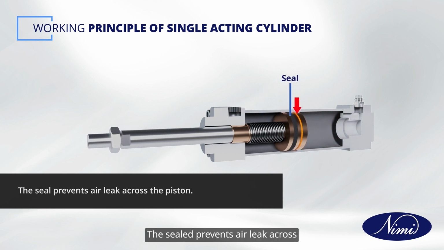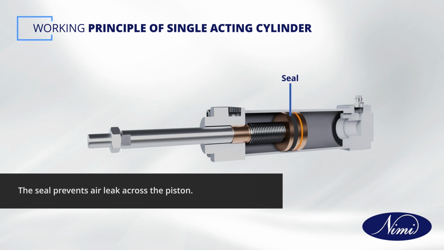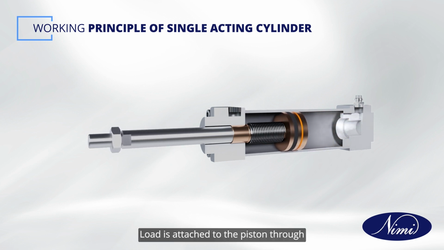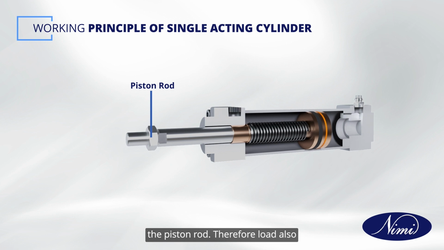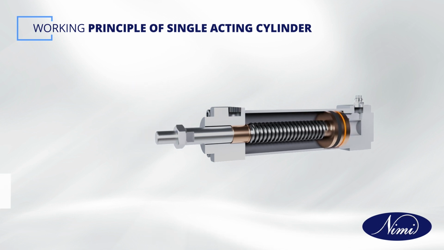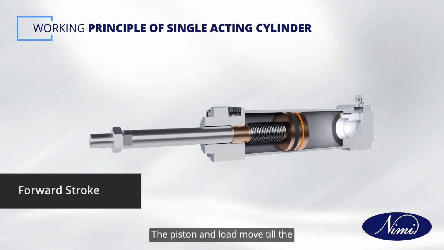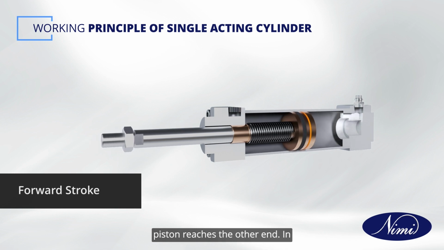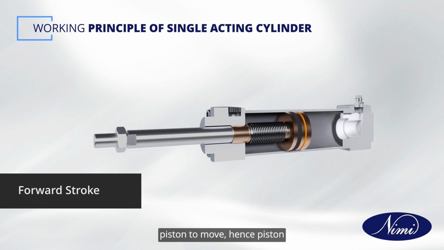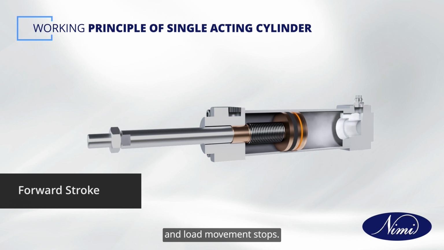The seal prevents air leak across the piston. The continuous flow of air causes continuous motion of the piston. Load is attached to the piston through the piston rod, therefore, load also moves with the piston. The piston and load move till the piston reaches the other end. In the end, there is no further space for the piston to move, hence, piston and load movement stops.